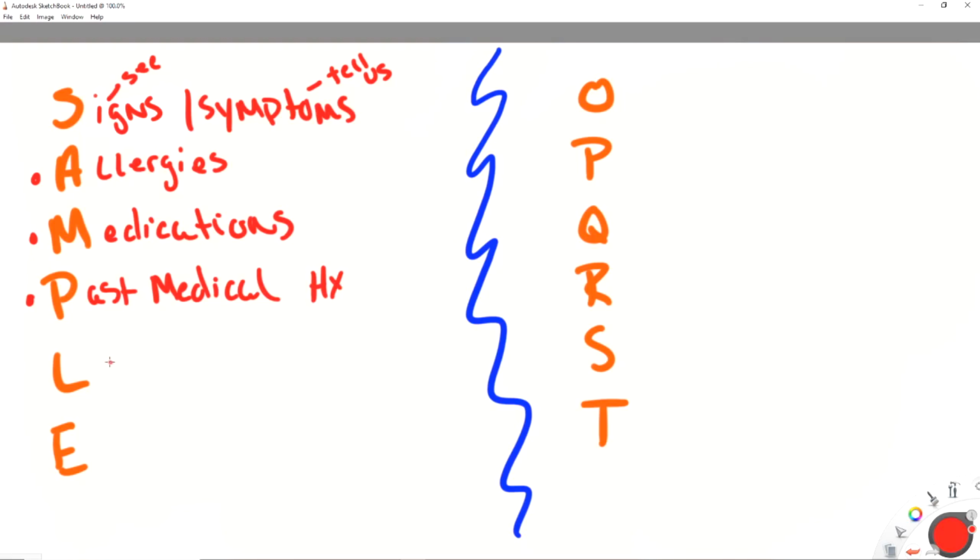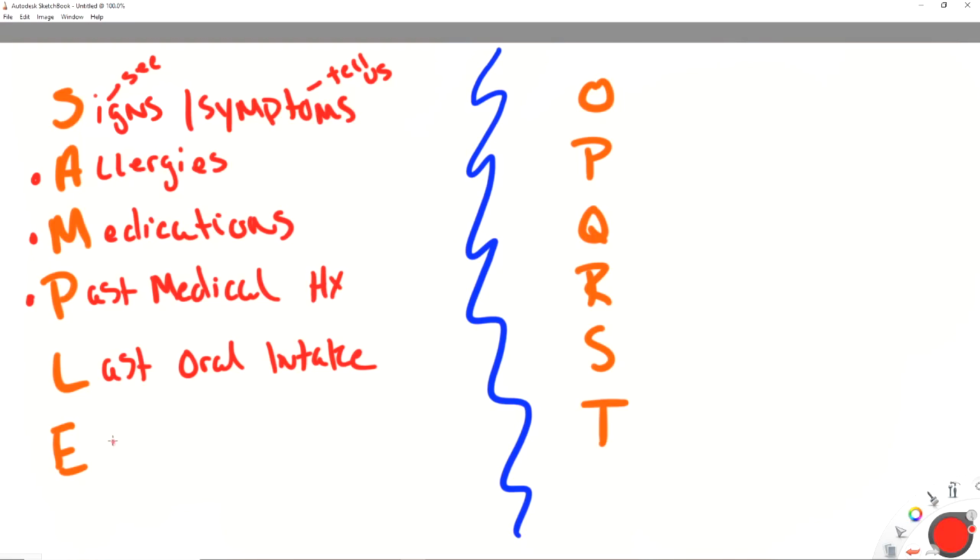L is going to be your last oral intake. So we want to find out, have they eaten anything? Was it normal for them? When the heck was it? Have they drank anything? Fluids? Was it just soda or coffee that they've been drinking? And they're like, yeah, I've been sucking down fluids like it's going out of style. We want to find that out in last oral intake.